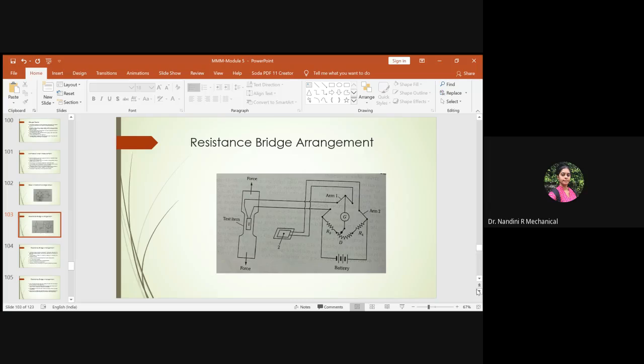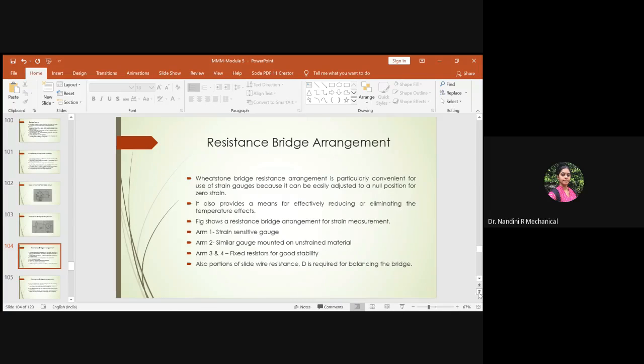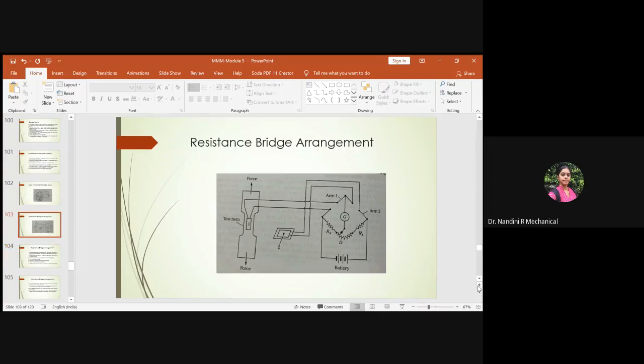So based on the requirement and the accuracy you need, you can go ahead with either the null method or the deflection method, even in the resistance bridge arrangement. In a normal Wheatstone bridge arrangement, you have four normal legs of resistors R1, R2, R3, R4, whereas in the resistance bridge arrangement, two legs of the resistors are removed and replaced with strain gauges, one with the strained material and the other with the unstrained material. But in both cases, you can measure the output signal under the null method and the deflection method.